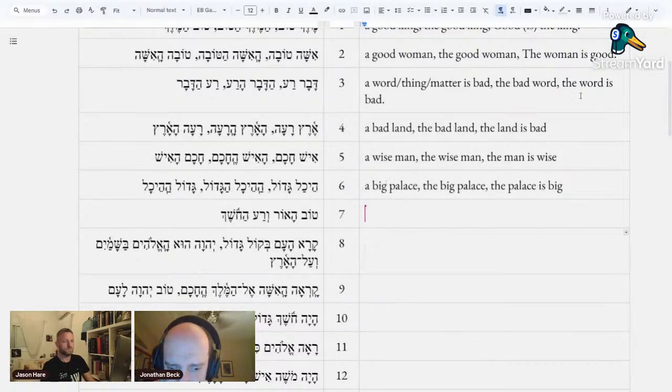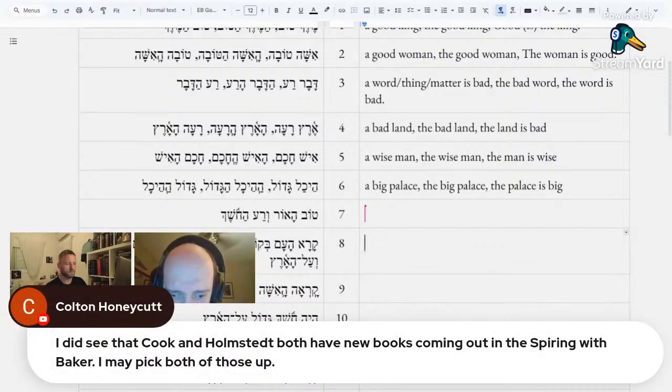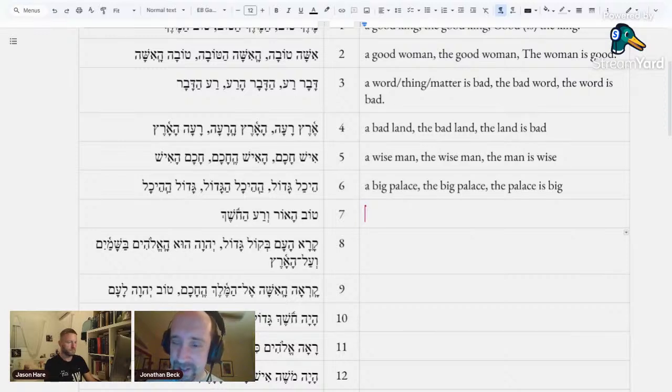We have a comment. I did see that Cook and Holmstedt both have new books coming out in the spring with Baker. Oh, I haven't kept up with what Cook has been doing, but it should be interesting. Oh, they're probably finally doing the second edition of the Hebrew grammar. Because they already have their first Hebrew grammar with Baker. Unless it's something different that I don't know about. But I haven't kept in touch with him very much. Except to ask him about PhD schools.